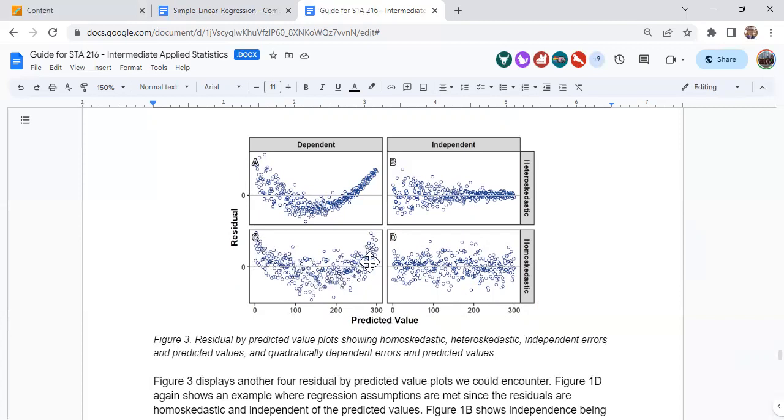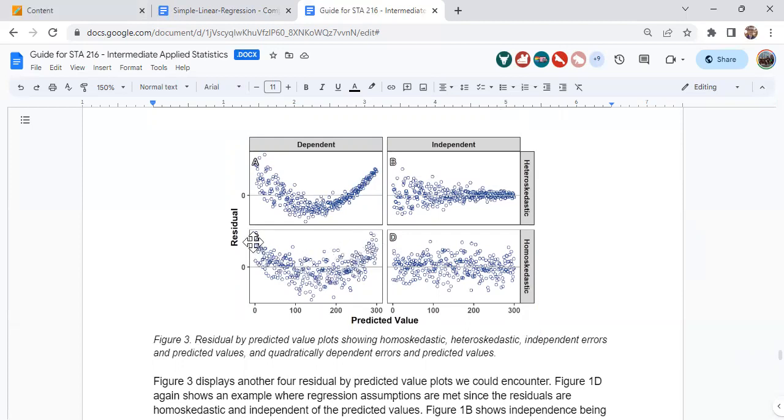So yeah, this can happen. Examples of where this maybe happens: maybe you're predicting health outcomes of people using their BMI. Let's think about that. Or maybe you're using someone's age to predict their BMI.